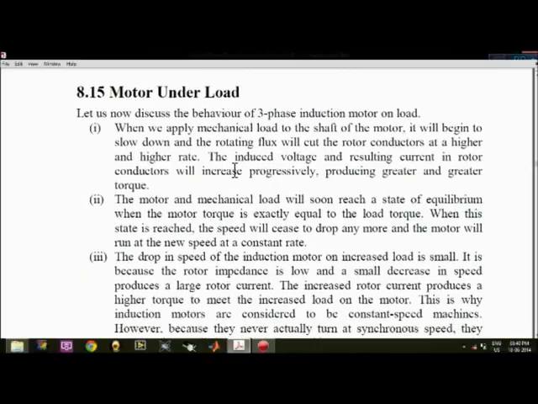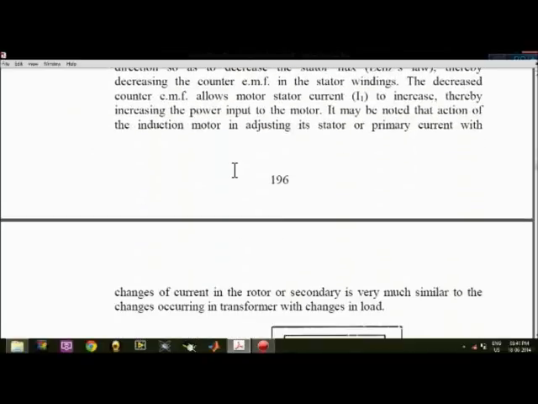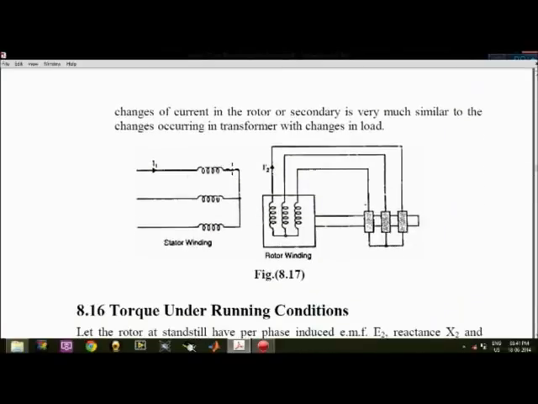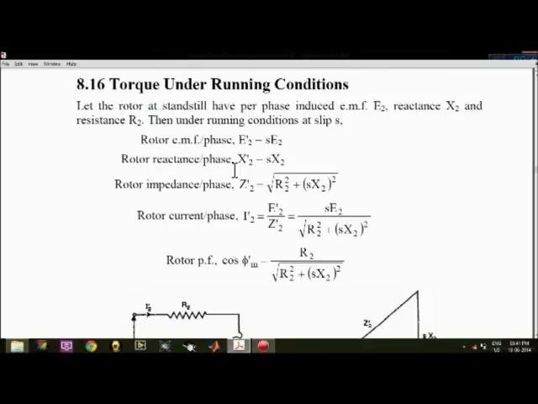Now here are some points about the motor under load. These are some theoretical points. I will enclose this PDF along with this video so you can learn it well. And we'll discuss some important parts regarding this, like the torque under running conditions.